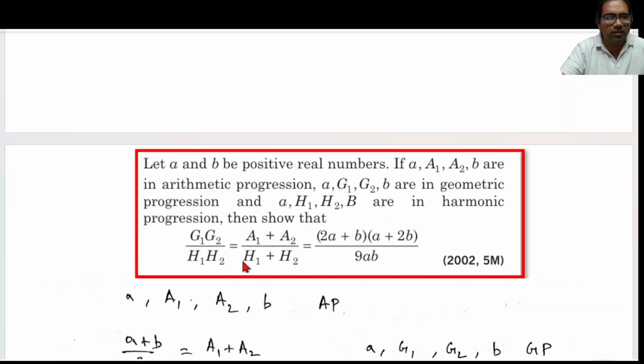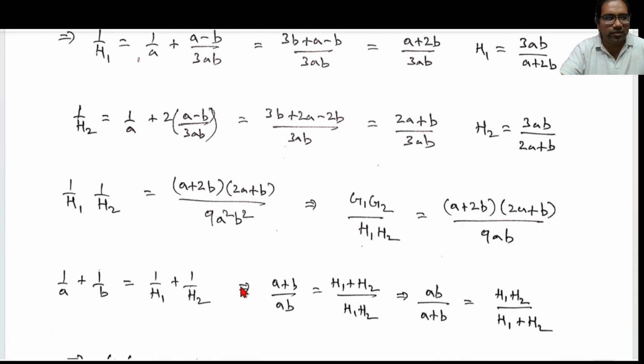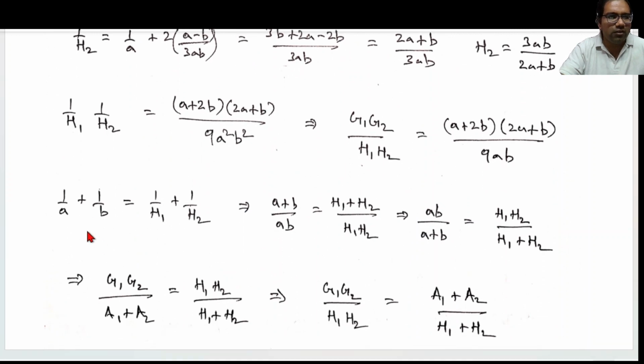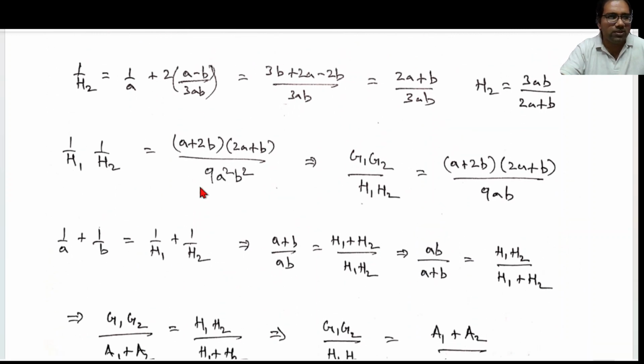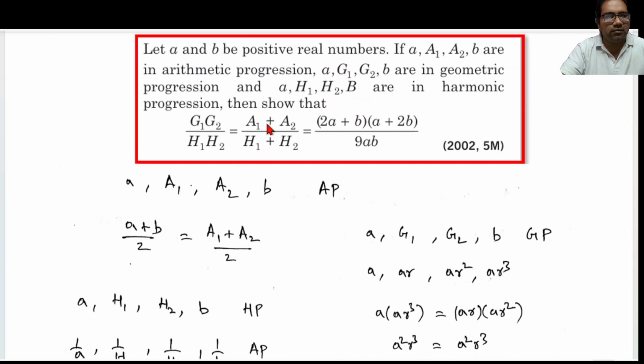Now we have to find out H1 plus H2 and A1 plus A2, and we still have to prove that this is equal to either this or this. So let us go ahead and do 1 by H1 plus 1 by H2. What is 1 by H1 plus 1 by H2? We are doing this, 1 by H1 plus 1 by H2.